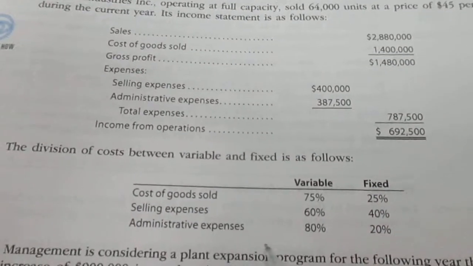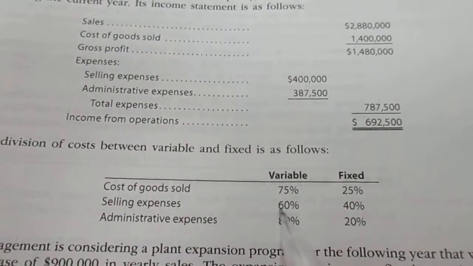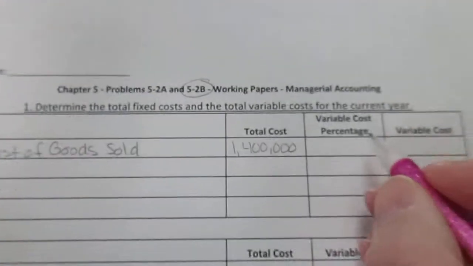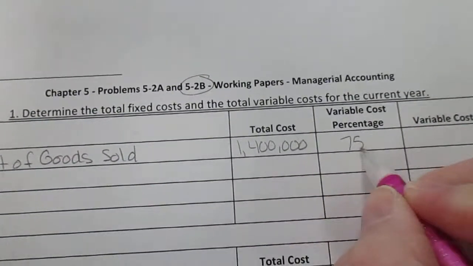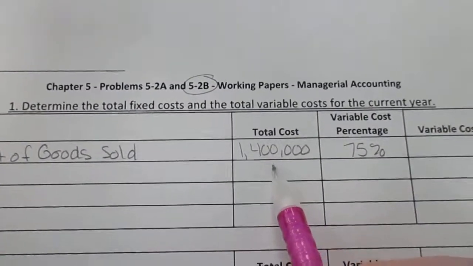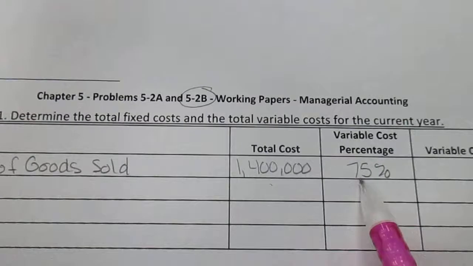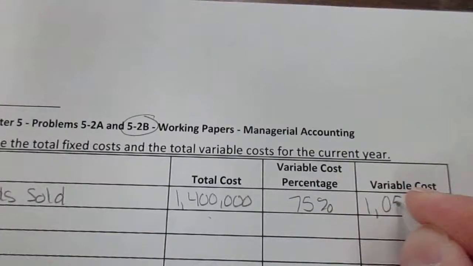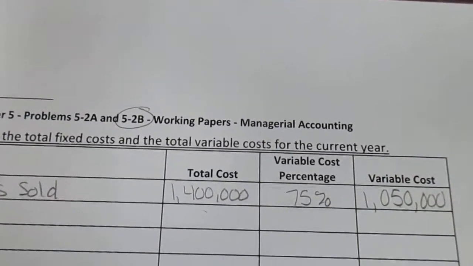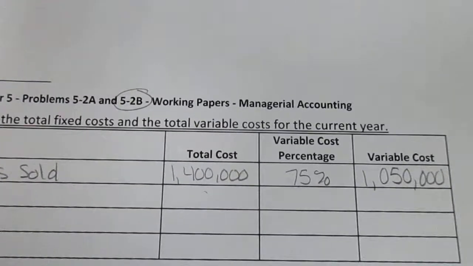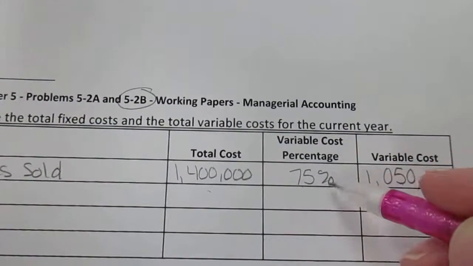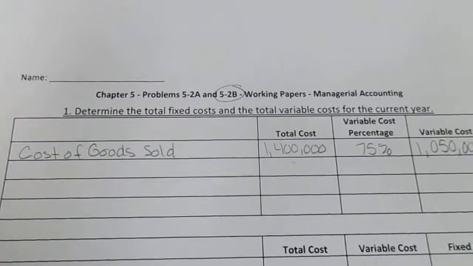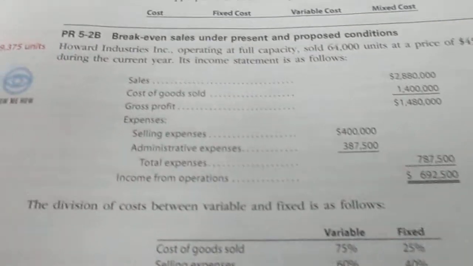If we look down our data, it tells us that our cost of goods sold, our variable expenses are 75% of our cost of goods sold. So right here where it says variable cost percentage, I'm going to put 75%. Now, if I take this $1,400,000 and multiply it by the 75%, that's going to give me my variable cost. Once I do that, I get $1,050,000. Don't forget when you're multiplying by a percentage, since it's 75%, you'd be multiplying by 0.75 if you're using a calculator, which I did. I'm not doing this math in my head.